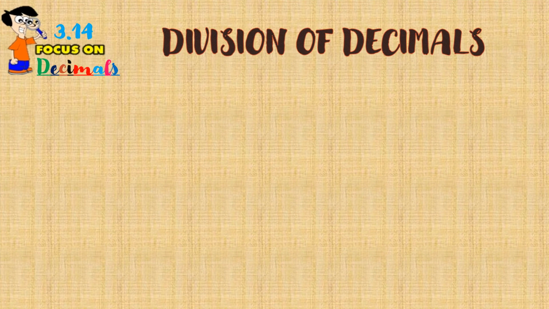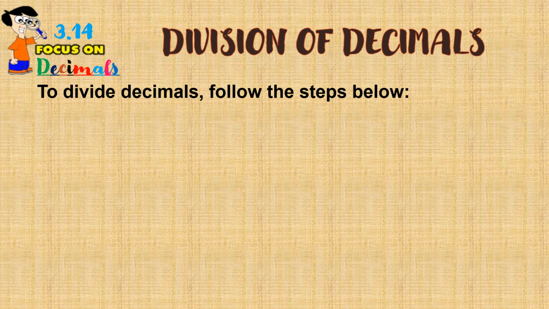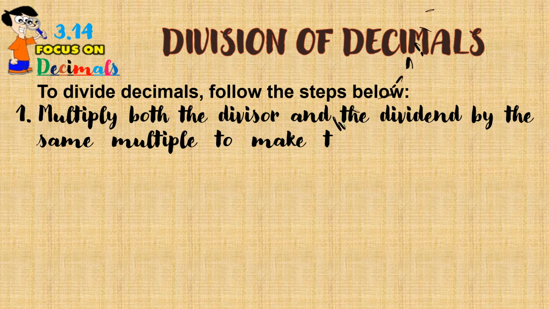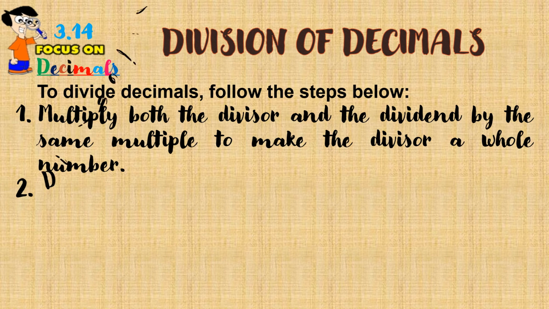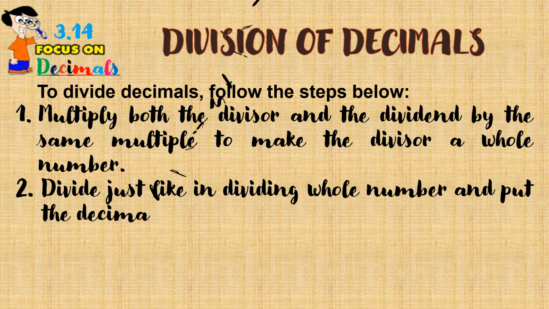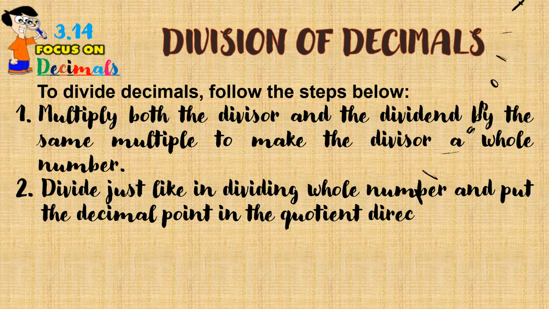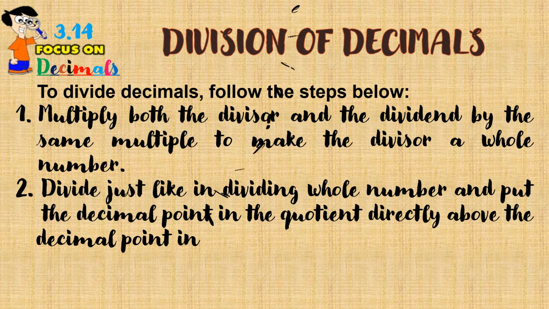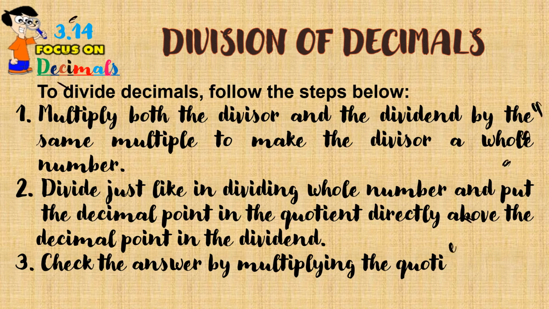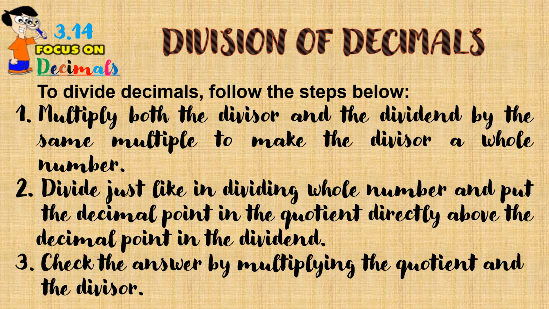The fourth operation is division of decimals. To divide decimals, follow the steps below. Step 1. Multiply both the divisor and the dividend by the same multiple to make the divisor a whole number. Step 2. Divide just like in dividing whole number and put the decimal point in the quotient directly above the decimal point in the dividend. And step 3. Check the answer by multiplying the quotient in the divisor.